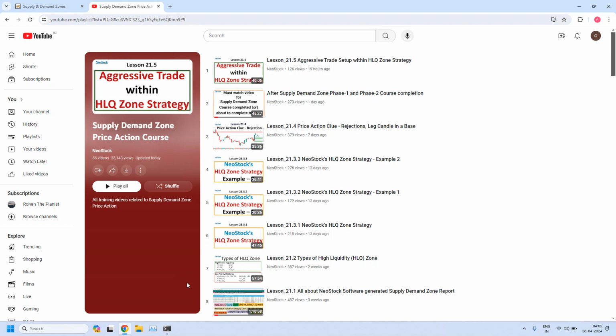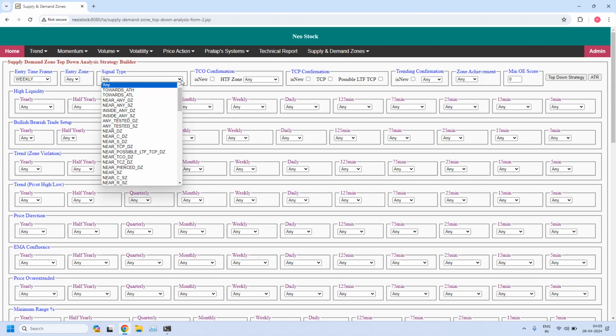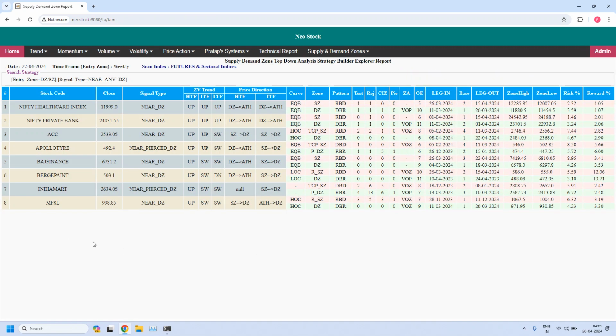Now let's get into the weekly report generation. For weekly time frame, let us find the stocks near weekly demand zone. So all these 8 stocks are near weekly demand zone. I'll be giving you only a few seconds and then move on to the next report. You can pause the video and study all these columns, and also draw the zones on the charts using the leg in, base and leg out columns and timestamps.